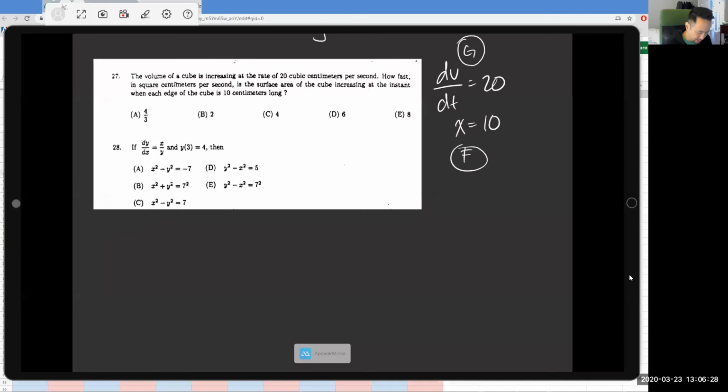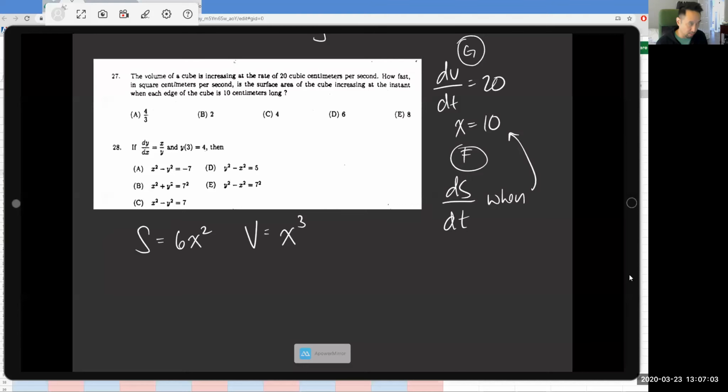And then we need to find the surface area. When is the surface area of the cube increasing? Okay, so I need to find dS/dt when x equals 10. Not too bad. So my surface area of a cube is simply going to be 6x squared. That's the area of one face times 6, because there's 6 faces, right? That's the total surface area. And then the volume of a cube is simply going to be x cubed, length times width times height, so they're all x's.